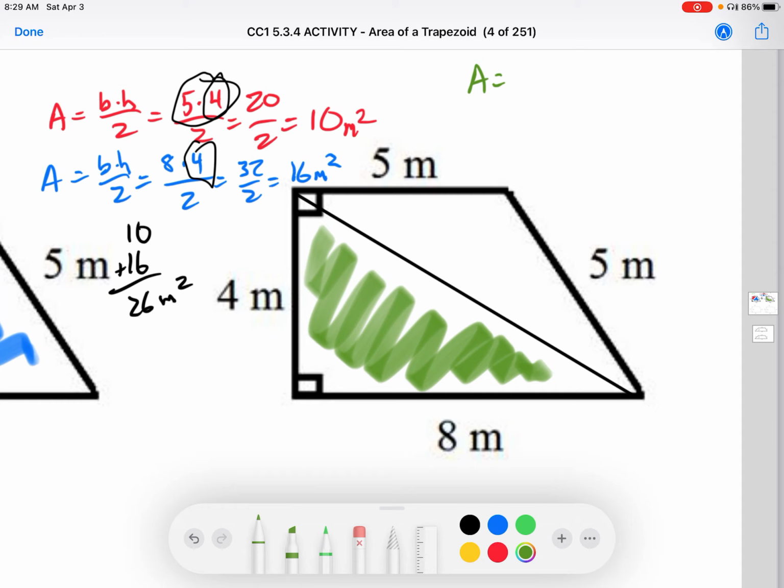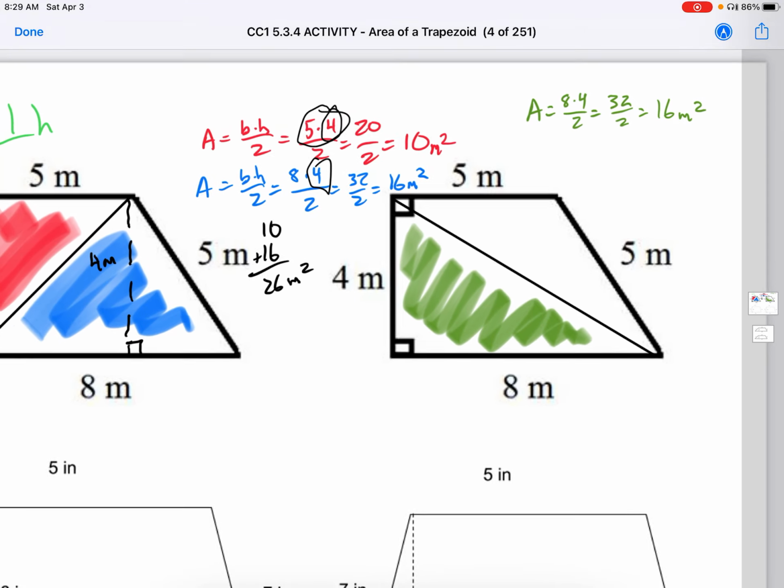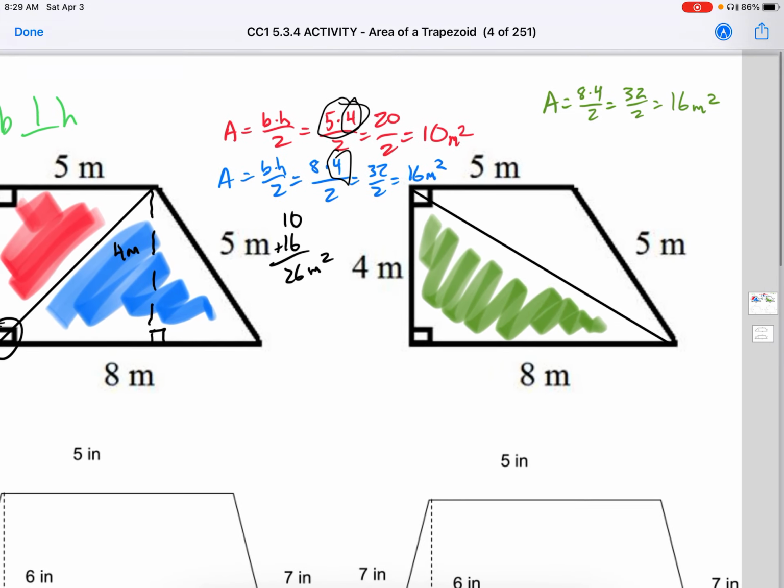Area equals base. Base is 8. Height is 4. Divide that by 2. So we have 32 over 2, which is 16 square meters. That's interesting that that blue triangle is the same area as the green triangle. But they have the same base and they have the same height. We'll still divide those by 2, right?